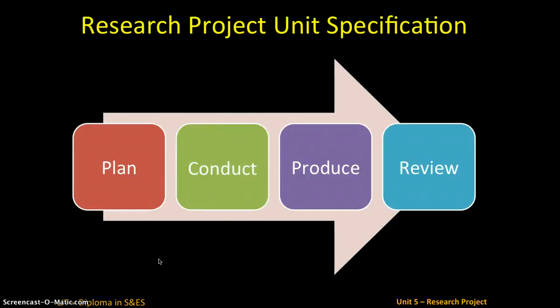So in general, what you need to do, the specification is broken down into 4 bits. Clearly you've got to plan what you're going to do as your project. You've then got to conduct it and collect your data. You've then got to write up and produce the actual research article, and you've then got to review the whole process in terms of you as a researcher and how your project addressed what you intended it to, and also maybe try to project what you might do with it now and how you might develop or extend it. So we've kind of got 4 stages in terms of the whole process.